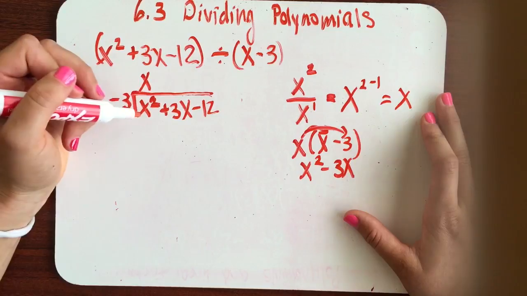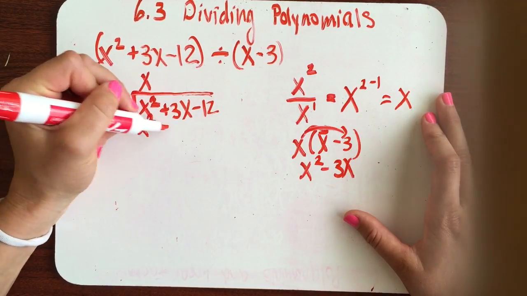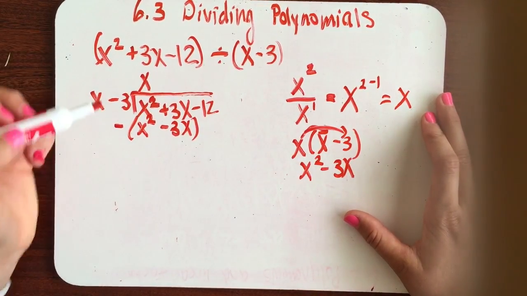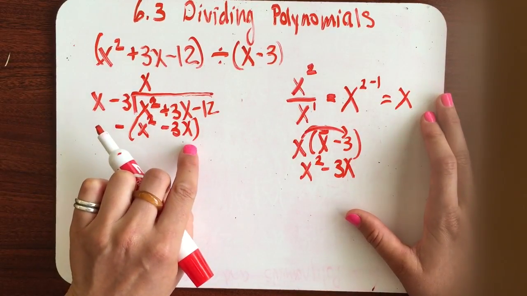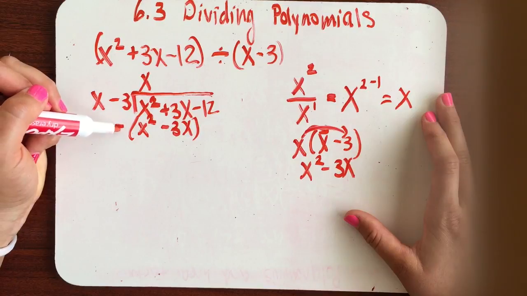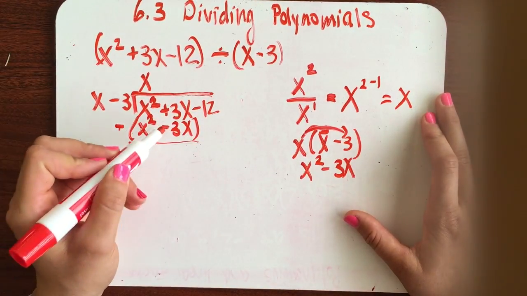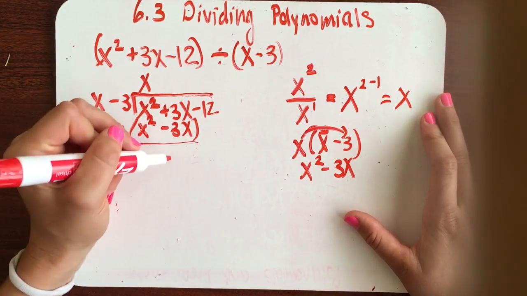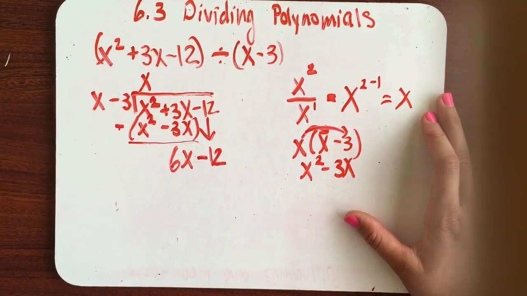After we do that, we put that right underneath and line it up for like terms. X squared minus 3x goes in parentheses and we subtract it. Make sure you put everything in parentheses so that you know to subtract this entire binomial. So x squared minus x squared cancels. 3x minus a negative 3x is the same as 3x plus 3x, which is 6x. We bring down the negative 12, and then we repeat this process.